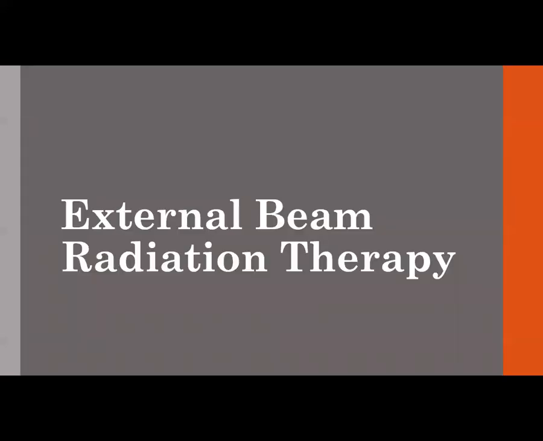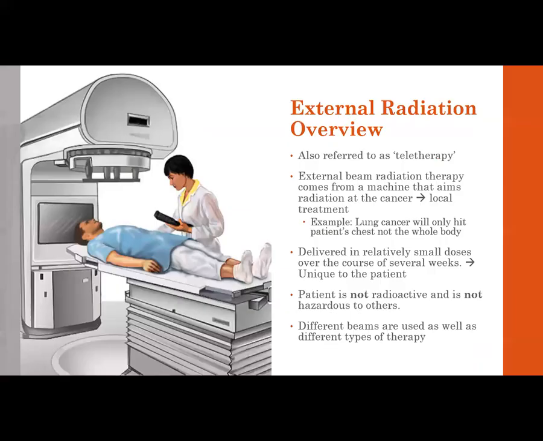The next one we're going to be talking about is external beam radiation therapy. This one's also referred to as teletherapy. External beam radiation therapy comes from a machine that aims radiation at the cancer. So it's a local treatment. An example would be lung cancer, which will only hit the patient's chest, not the whole body. It's delivered in relatively small doses over the course of several weeks, and it's unique to the patient. So that's one interesting thing, that they do it based off the patient themselves.